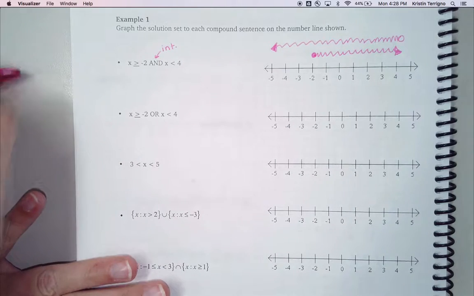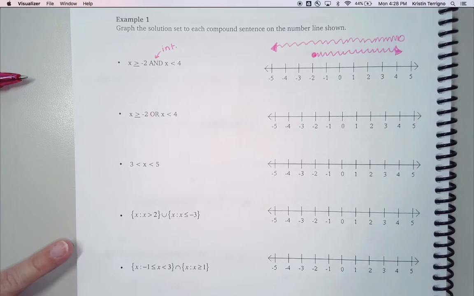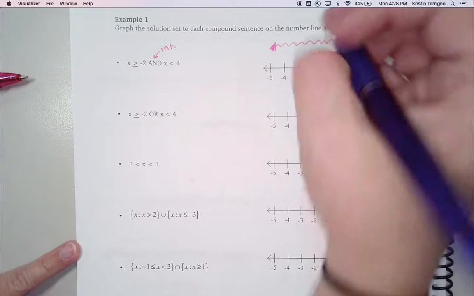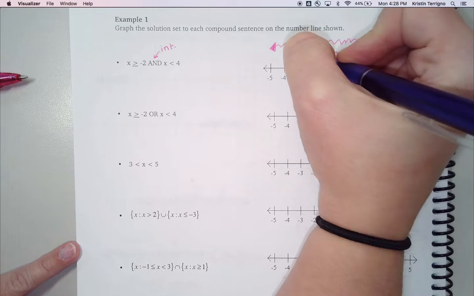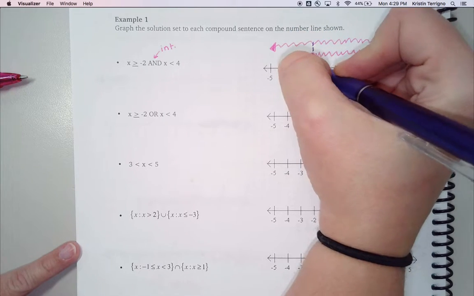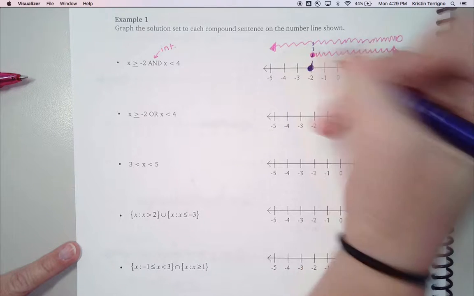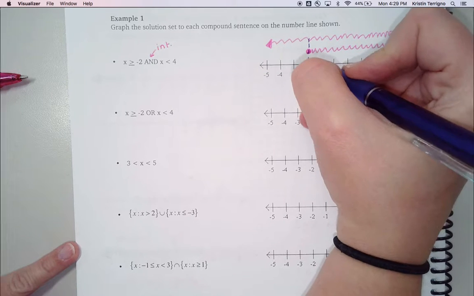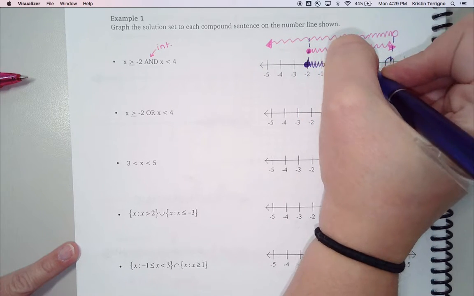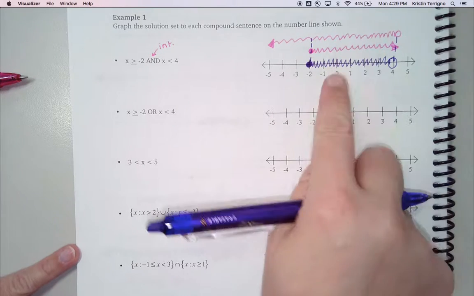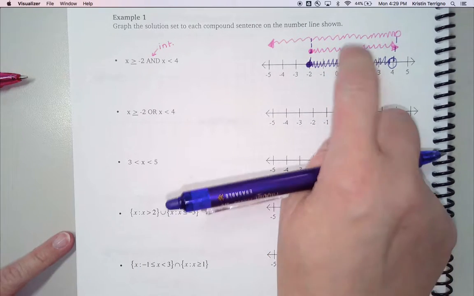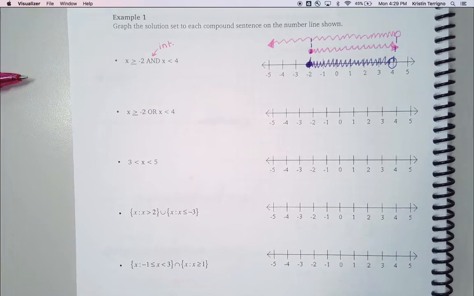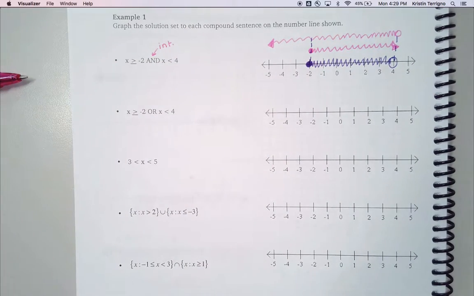And the intersection would be what they share in common. Okay, so the numbers that are in common are these ones that kind of got double shaded here. And so if I follow this straight down, this was a closed circle, so I'm going to put a closed circle on -2. Follow this one straight down to an open circle on +4, and then I'm going to shade everything in between. And this that I'm shading here in purple, that's my intersection. Okay, so I can do this as scratch work up above, but this is what I want to be representative of my final answer. Those are the numbers that fall into both groups at the same time.